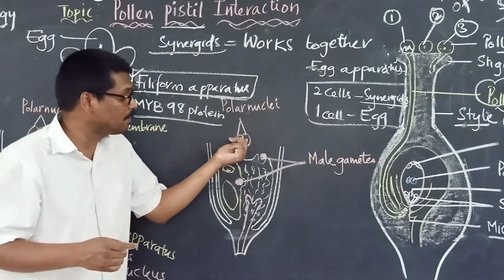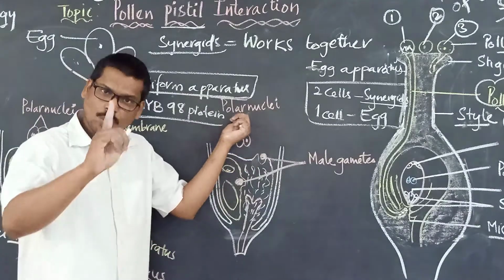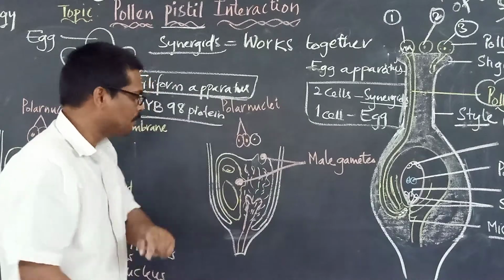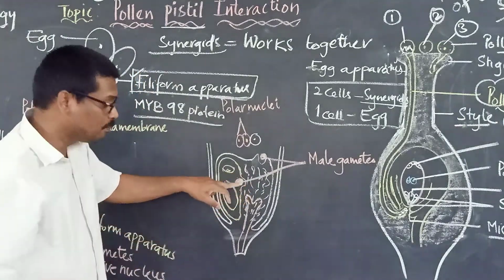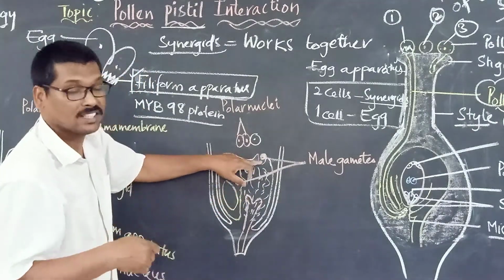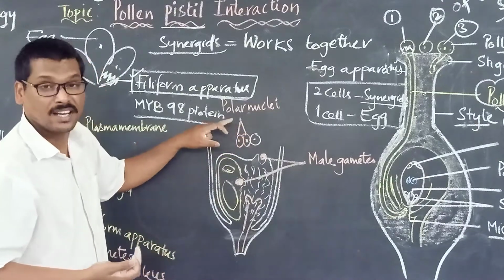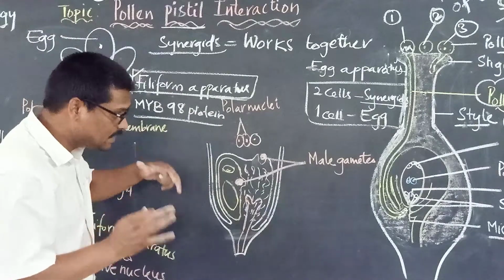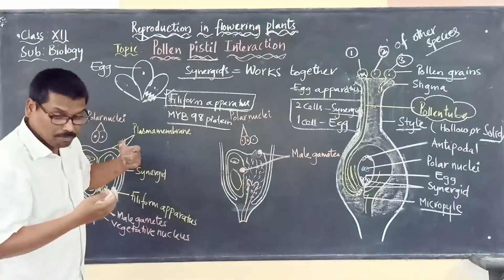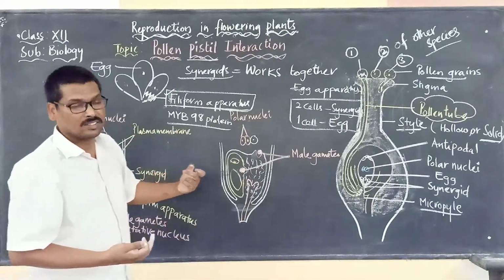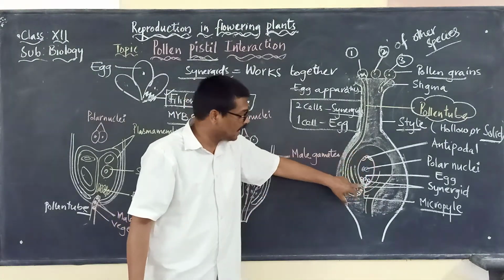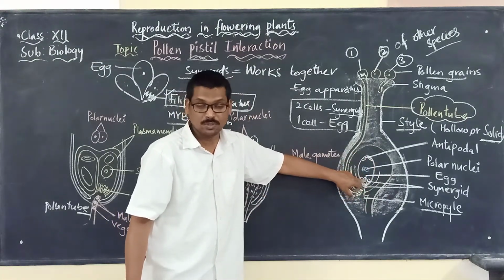The central cell has the polar nuclei. So one male gamete will go there and fuse, whereas one male gamete will fuse with the egg. One male gamete fuses with the egg and another fuses with the polar nuclei present in the central cell of the ovule. So this is how the male gametes are brought by the pollen tube to enter the embryo sac and fuse with the egg.